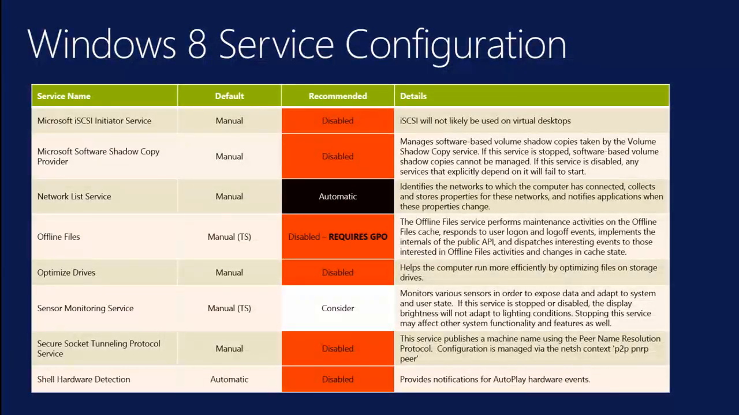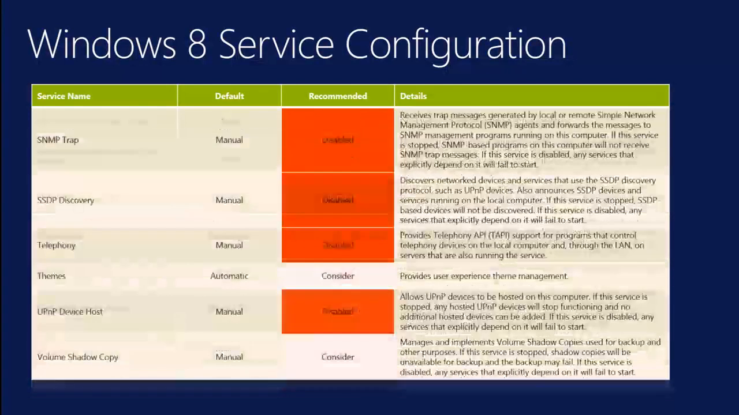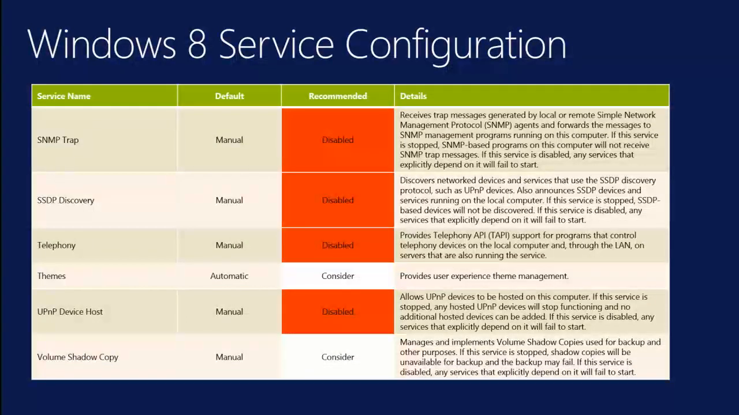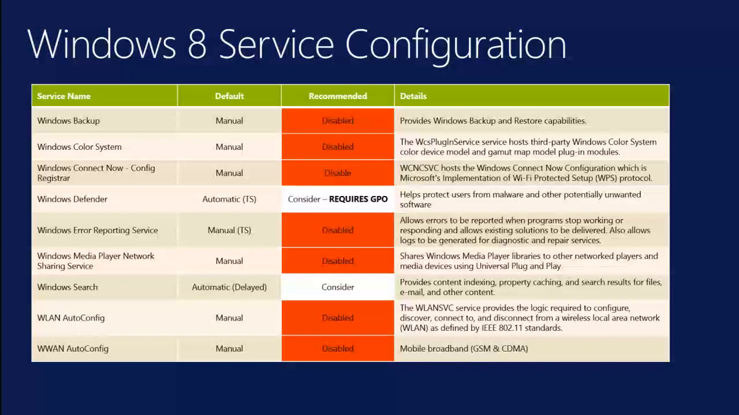Network list search, we don't need that. Offline files, we don't need that. Optimized drives, we can turn that off too. SNMP, SSDP, phone, themes, depends. Totally depends. I mean, it's okay to turn it off, right? But on the other hand, your VDI experience will now be pretty boring. But it depends on the purpose. If it's a point of sales machine, and they don't have themes, I think they can survive. They're going to just type in the number of dollars they're going to sell something for anyhow. The backup, color, all that stuff.